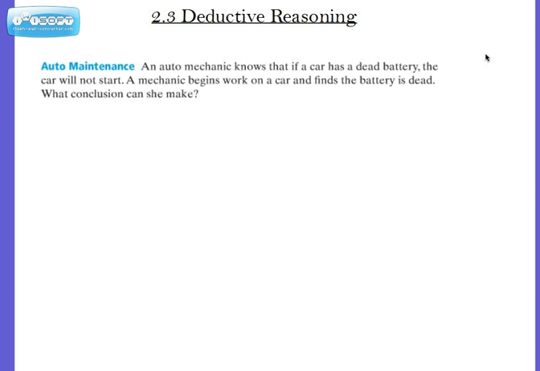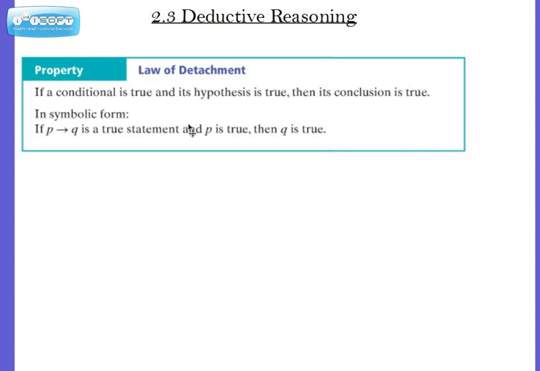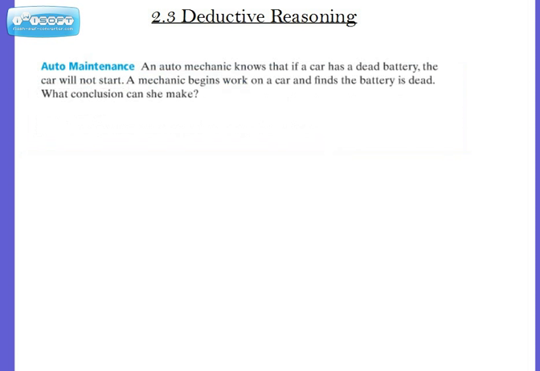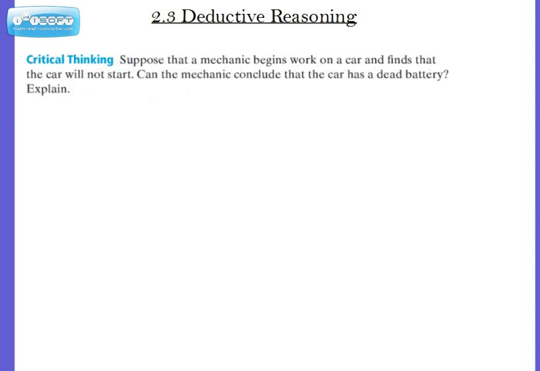Okay, so one conclusion that she can make is that the car won't start. We know that this is a true statement. We know that our true statement is that if a car has a dead battery, the car will not start. That is a true statement. Going back here to our law of detachment, that is a true conditional. And now we know that the hypothesis is true. The battery is dead. So we know that the hypothesis is true. So therefore, the conclusion must be true, which is that the car will not start. So that's dealing with that.